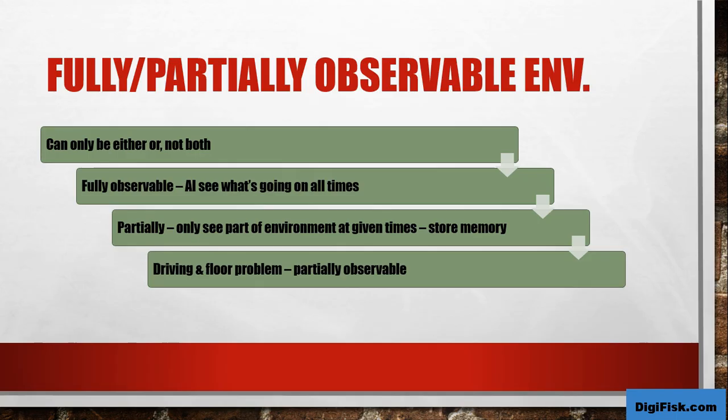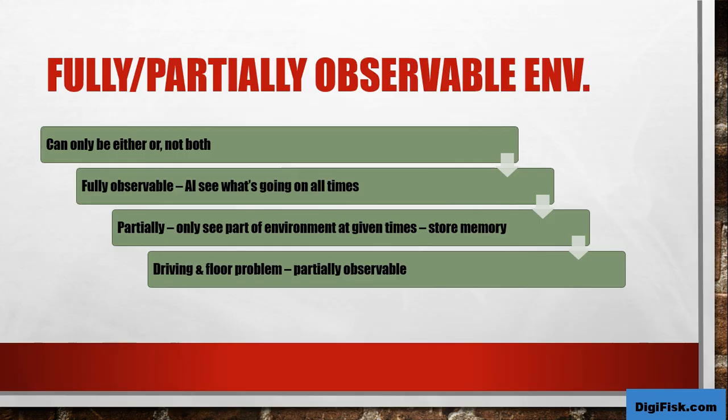Both of the examples that we saw before, the driver problem and the floor problem, are not fully observable. They are both partially observable environments. For the driver example, there are just way too many variables to count and your AI won't be able to see everything. It doesn't know which car passed the street 5 minutes ago, for example. So this is clearly a partially observable environment.